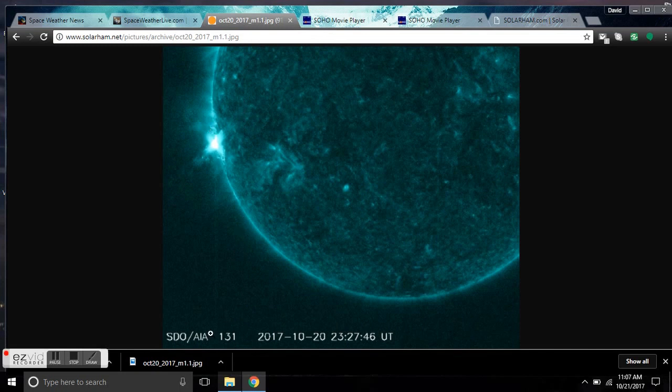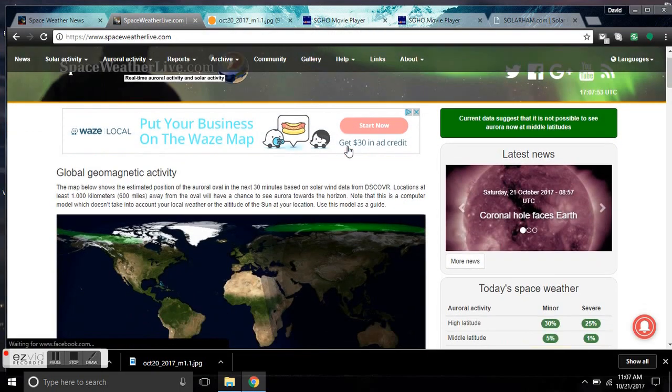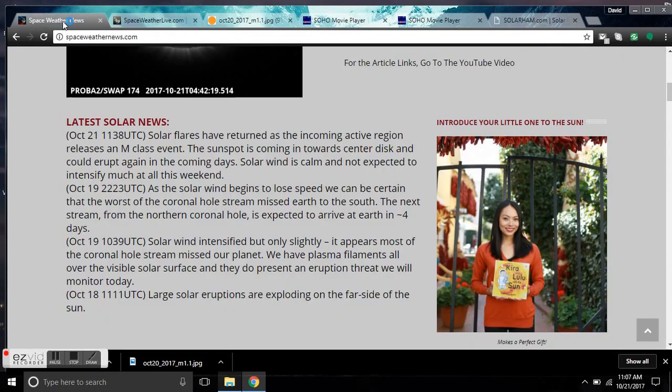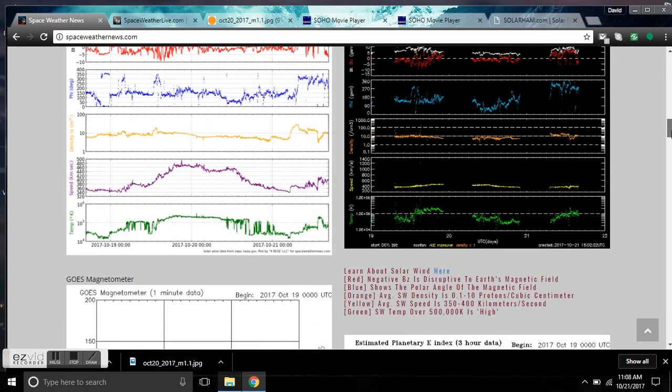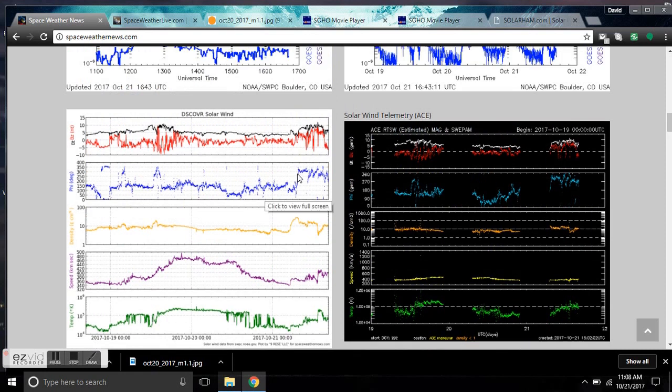Here's a picture in 131 angstroms of the flare. Nice X signature there. Typical bright X-ray flare. This is an M1. If we come to see what Suspicious Observers says, he says solar flares have returned as the incoming active region releases an M event. The sunspot is coming in towards center disk and could erupt again in the coming days. The solar wind is calm and expected to intensify this weekend. So we're waiting for a solar wind stream to come.